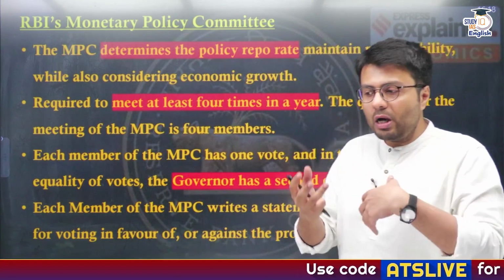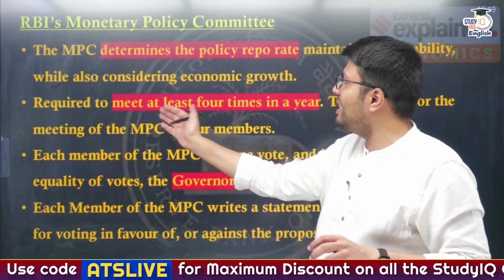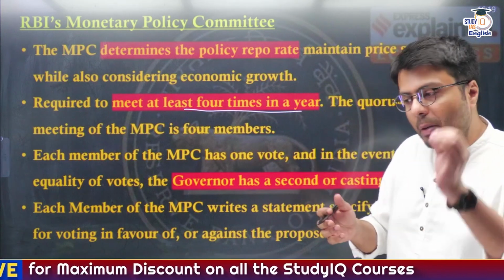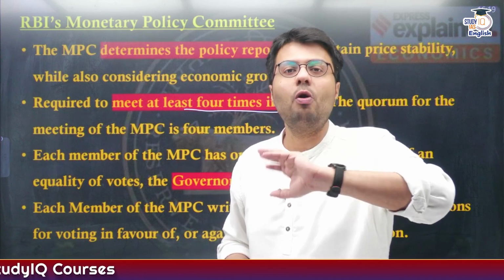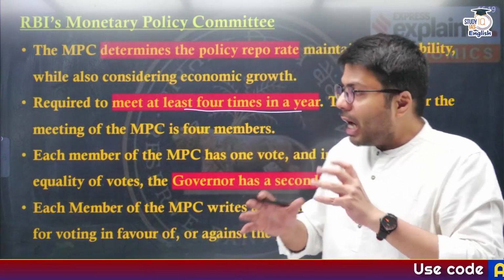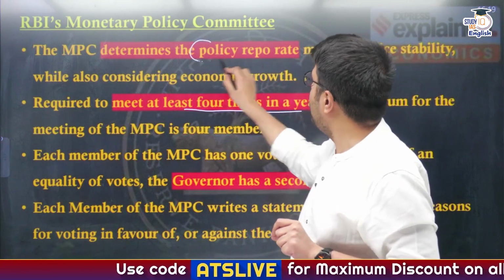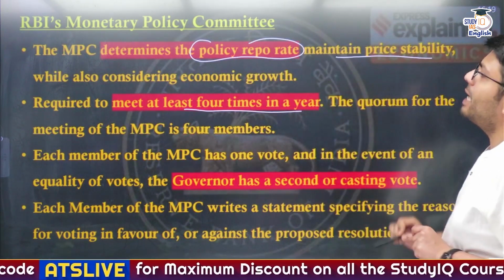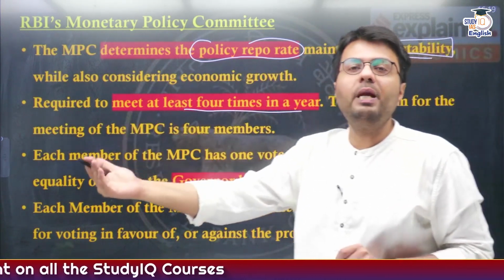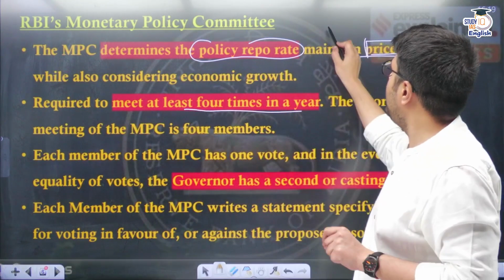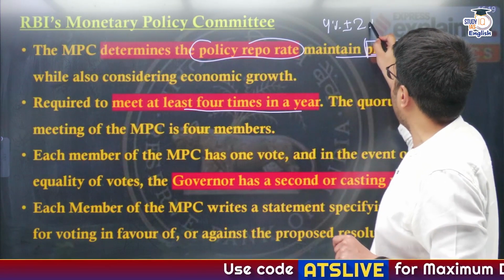Now, how many times does this committee meet? Legally, this committee is required to meet at least 4 times every year. But in reality, we have seen that this committee meets once every 2 months. That is why it is called the bi-monthly policy review. Now, the objective of this committee is twofold. First objective, that this committee determines the policy repo rate while maintaining price stability. And to maintain price stability, there is an obligation on the RBI Monetary Policy Committee to keep the inflation level at 4% plus minus 2% of what?